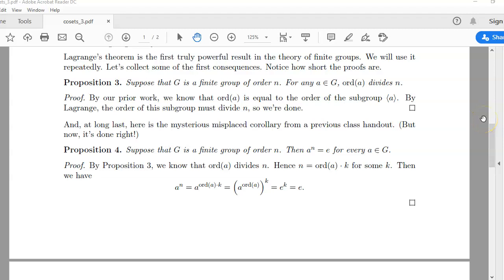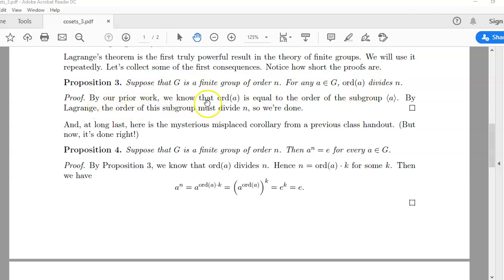So let's look at the first application of Lagrange's theorem. This is Proposition 3. Suppose that G is a finite group of order n, so you know that G has n objects in it. For any element A in the group, the order of A has to divide n. Okay? So not only do sizes of subgroups necessarily divide the order of G, so must orders of elements. And the proof is too easy now.